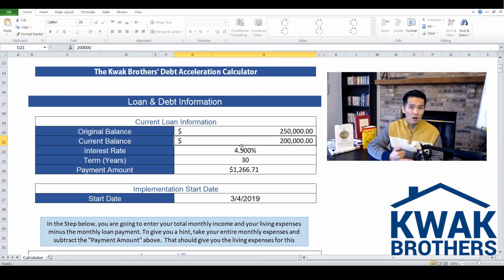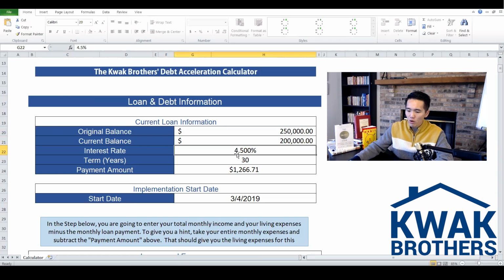You may have paid off some of that original balance over time. The current balance, you're going to have to go ahead and put in what the loan balance is right now. Go ahead and look up your mortgage statement for this month, or if you're looking at a student loan or credit card, pull up your statement and you will see the current balance for the given loan account that you're trying to pay off.